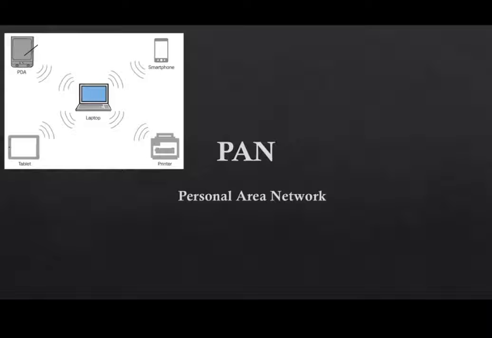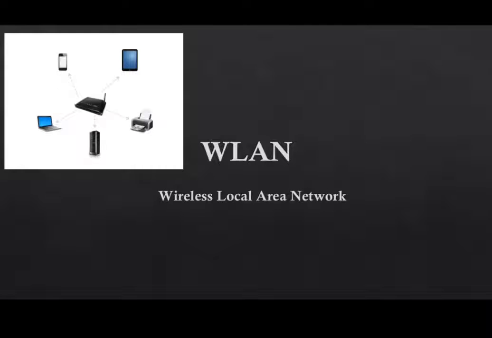Next, PAN, or the personal area network. It's a network that is used on a personal level. Examples of that are USB or Bluetooth. WLAN, or the wireless local area network. Same as the LAN, but it uses wireless communication instead of wired communication. A WLAN is a LAN, but without using cables.